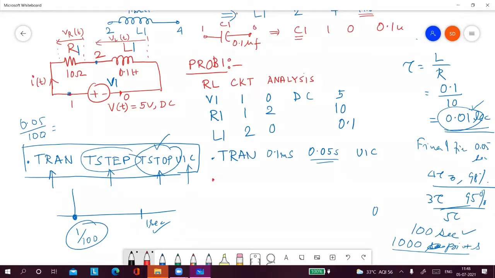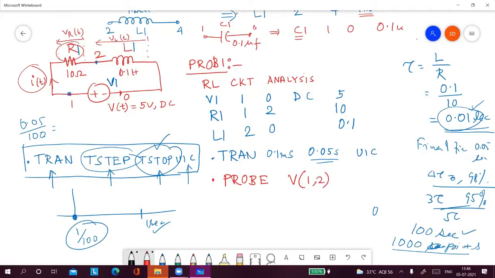Now, what are the things we want to display? We are going to display the current response, the voltage across resistance, that is VRT, and the voltage across inductance. The command to display the graph is dot probe. If you use dot probe, PSpice will show the plot. You want to plot the voltage across the resistance, which is connected between 1 and 2, so it will be V(1,2).